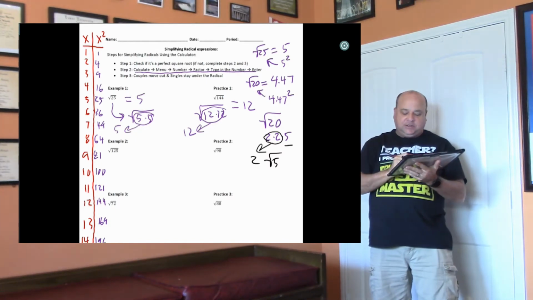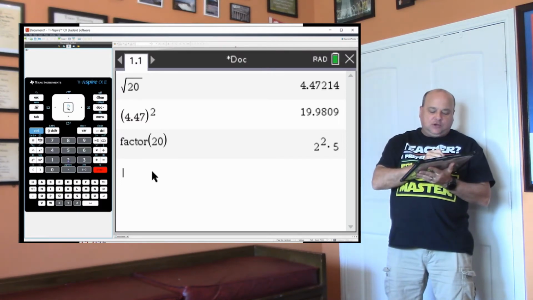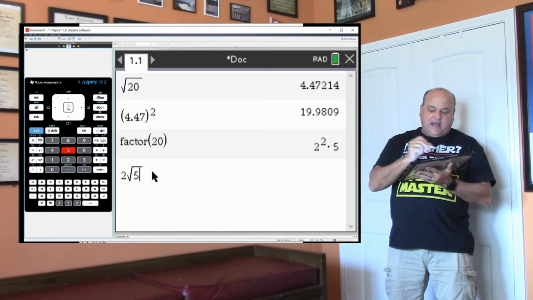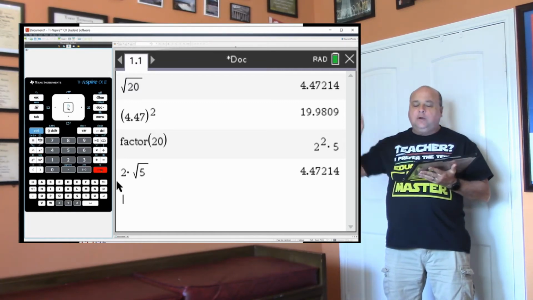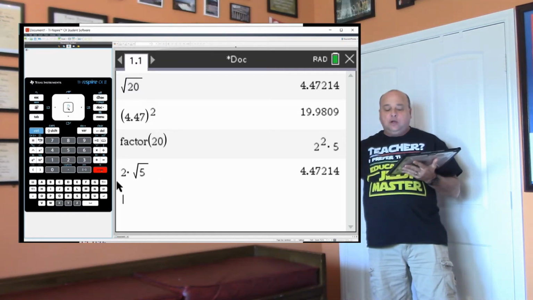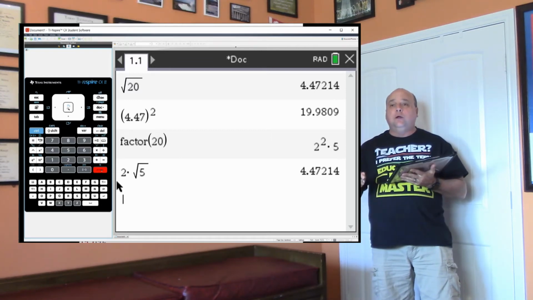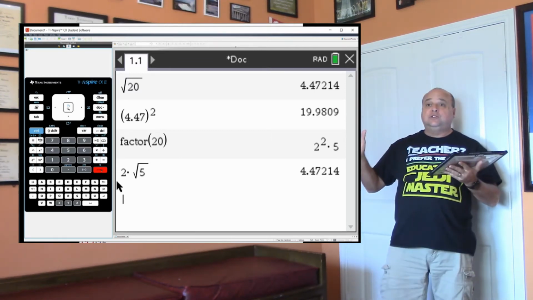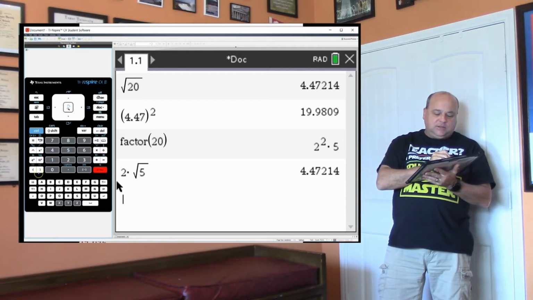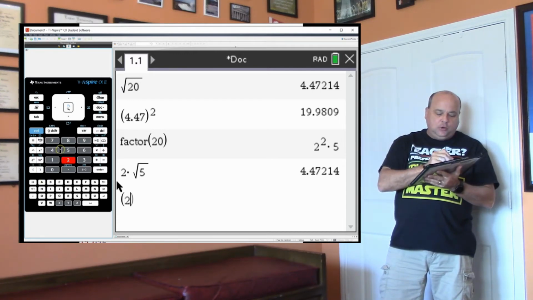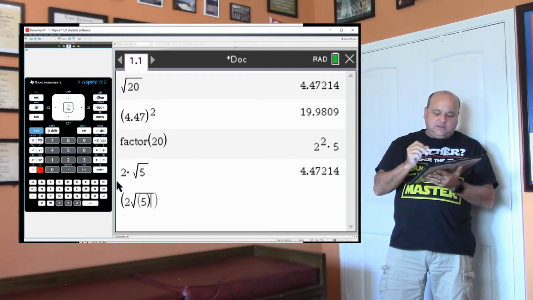Now then, watch this. Get your calculator and type in 2, then hit Control square root, and then type in 5, and then hit enter. Notice you get the same exact answer. You get 4.47214, don't you? Pretty cool stuff, right?